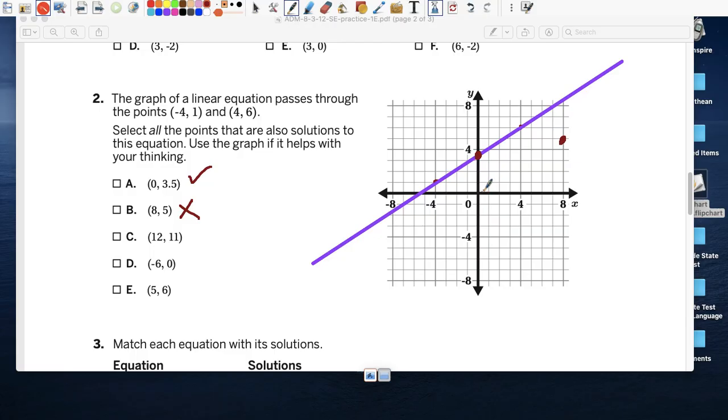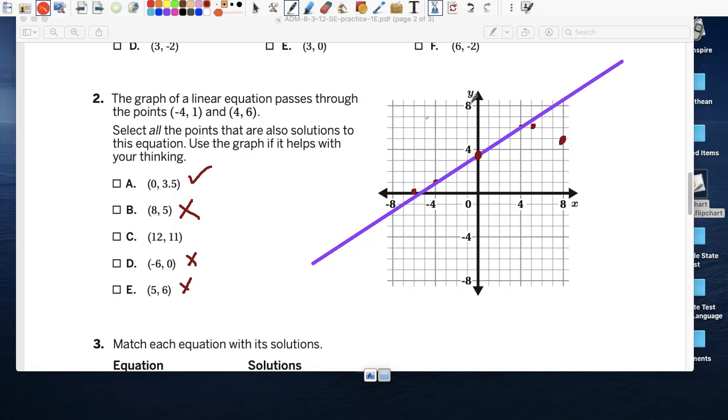Negative 6 and 0. So 6 to the left. 1, 2, 3, 4, 5, 6. Negative 6, 0. It doesn't look like it's on the line. 5 and 6. 5 to the right and 6 up. 1, 2, 3, 4, 5, 6. Also doesn't look like it's on the line, so that's not a solution.